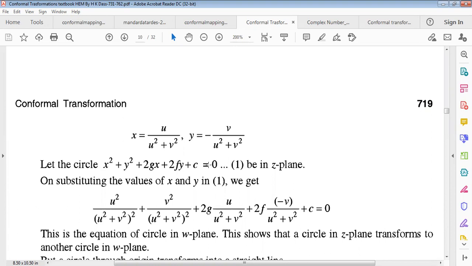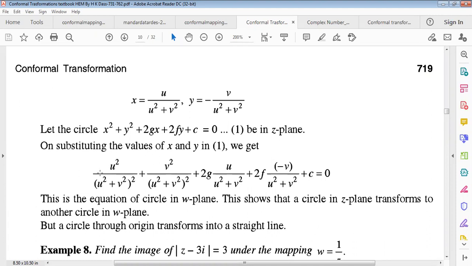You must know about the circle equation: X square plus Y square plus 2gX plus 2fY plus c equals 0 in Z plane. On substituting these values of X, Y in equation 1, putting these values of X and Y, we get the equation of a circle in W plane. So this shows that a circle in Z plane transforms to another circle in W plane, but a circle through the origin transforms into a straight line.